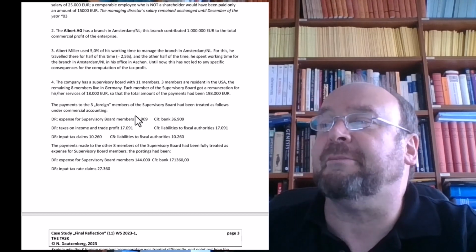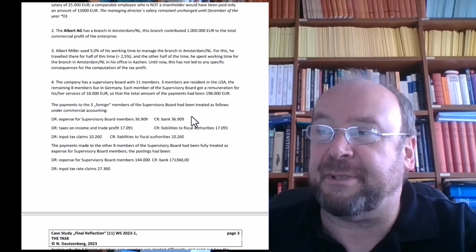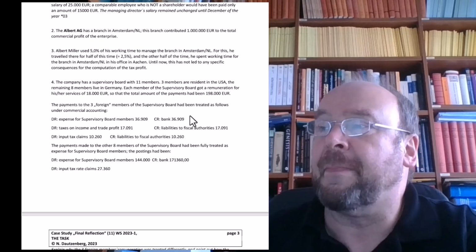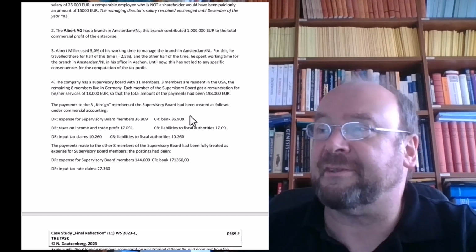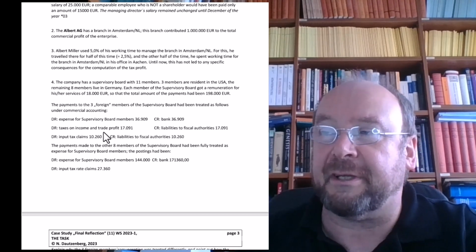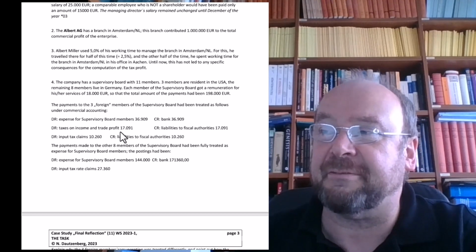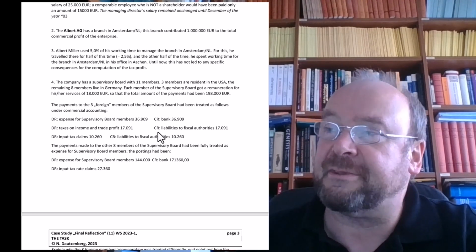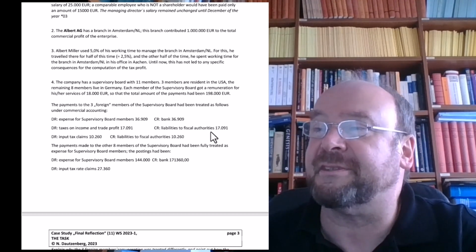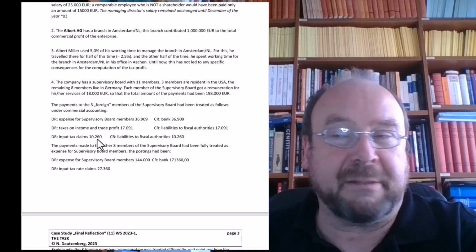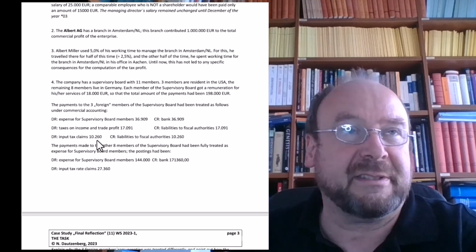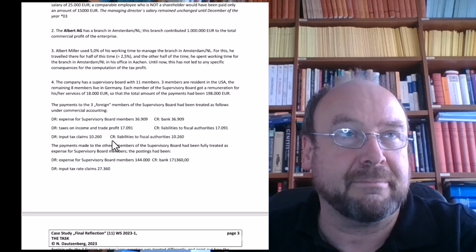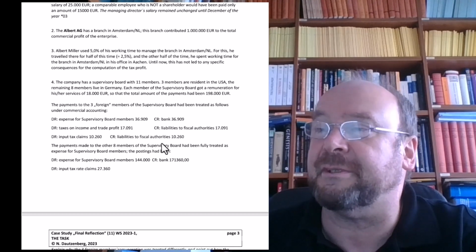Now the payments to the 3 foreign members of the supervisory board have been treated as follows under commercial accounting. Some accountant booked debit expense for supervisory board members 36,909, and credit bank 36,909. Then again, debit taxes on income and trade profit 17,091, and the credit for this was liability to the fiscal authorities over the same amount. And then a debit on input tax claims 10,260, and the credit was liability to the fiscal authorities because of value-added tax 10,260.